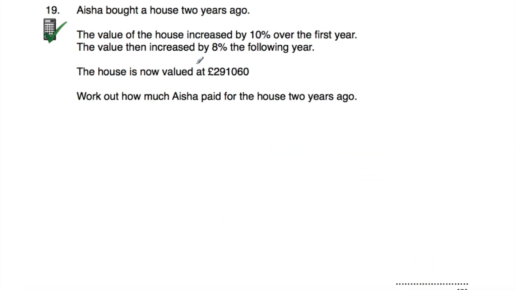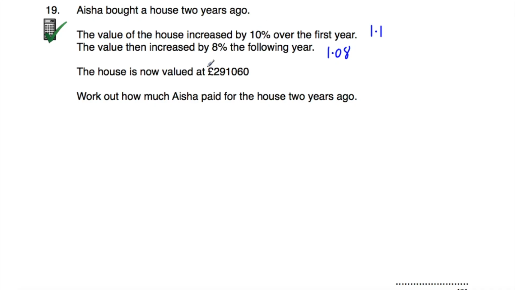Okay, so this question, I definitely would use a multiplier approach. Aisha bought a house 2 years ago. It increased by 10% over the first year. To increase something by 10%, the multiplier would be 1.1. Then it increased by another 8%. To increase something by 8%, the multiplier would be 1.08. If you multiply something by 1.08, it increases it by 8%.